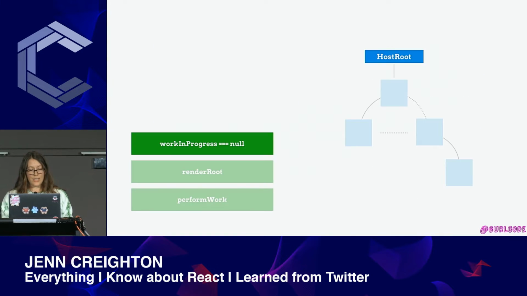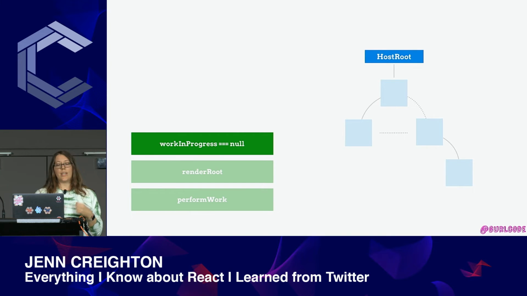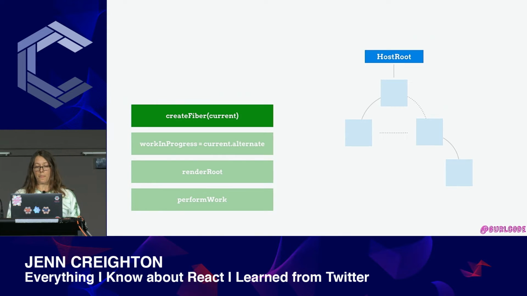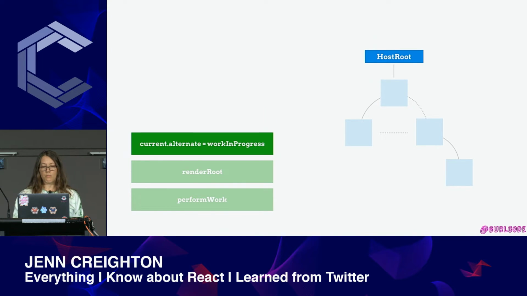Now, the exception to this is the host root. So it does get an alternate on the initial render. So we have a current fiber, that's the host root, but we can't actually write to the current, so we need to create a work in progress fiber that we're actually going to start writing to. So we're going to create another fiber using the information from the current one. We're essentially, at this point, making just a copy of it. And then we're going to assign it as the alternate.